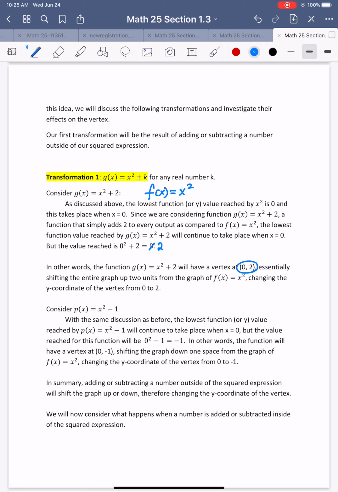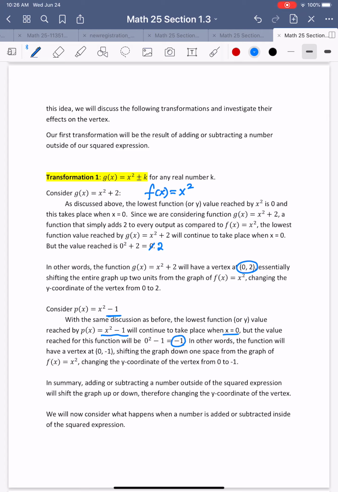Now we consider the negative one this time. There was a plus one, now we are subtracting one. With the same discussion as below, the lowest y value reached by p of x equals x squared minus 1 will continue to take place when x equals 0. But the value reached for this function will be 0 squared minus 1, which gives you negative 1 this time.